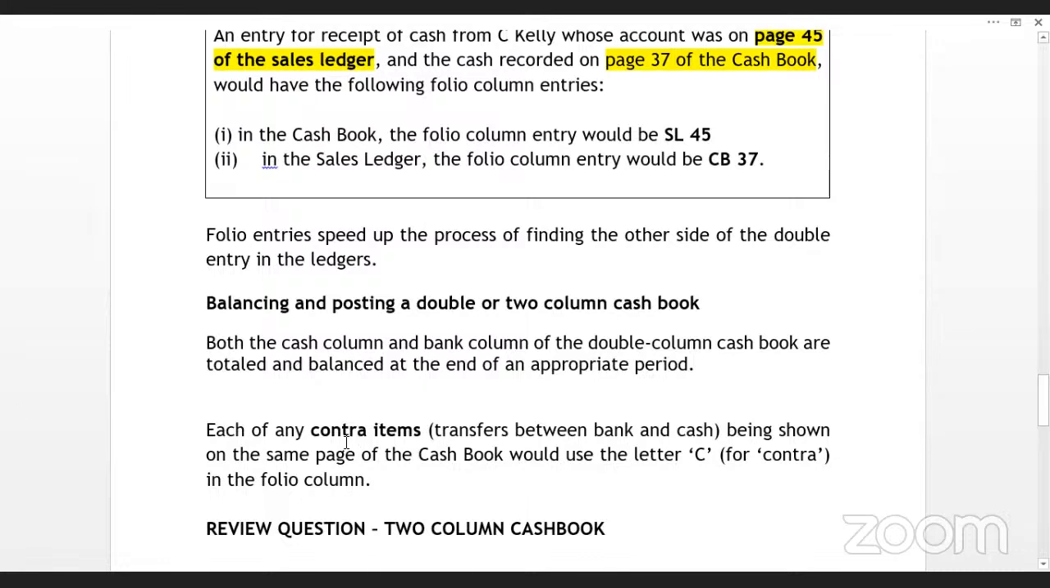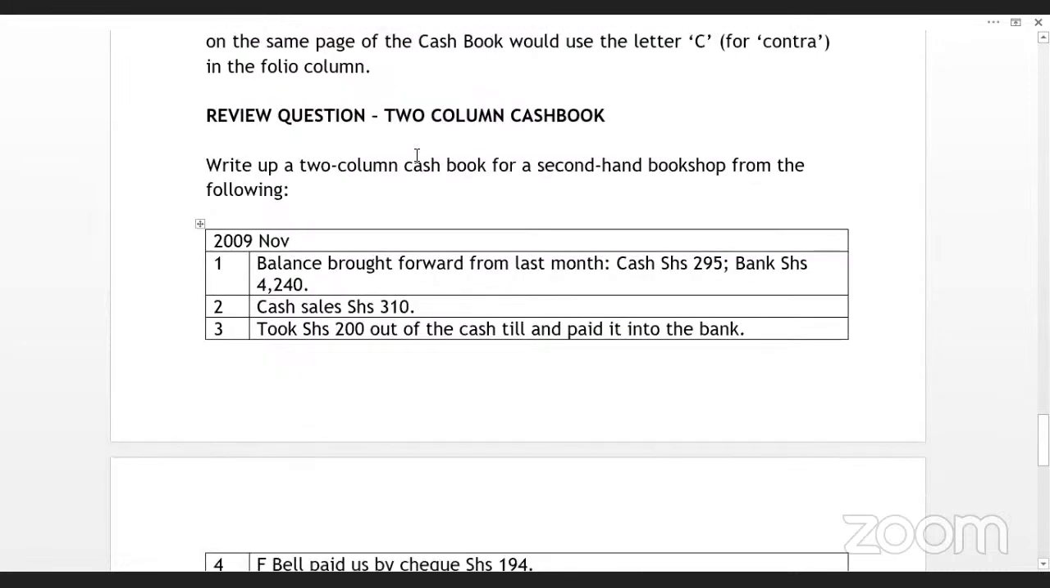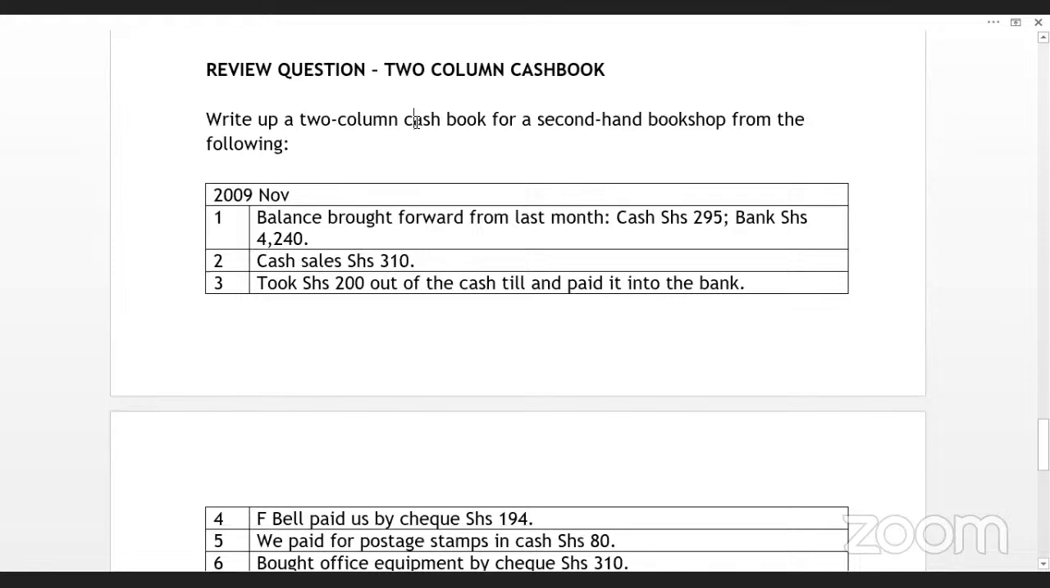Each of any contra items, the transfers between bank and cash, are shown on the same page of the cash book. We'll use the letter C for contra in the folio column. We have talked about that. So now we have this example. We have a review question which we are going to use in this remaining hour to see how we can prepare a two column cash book.